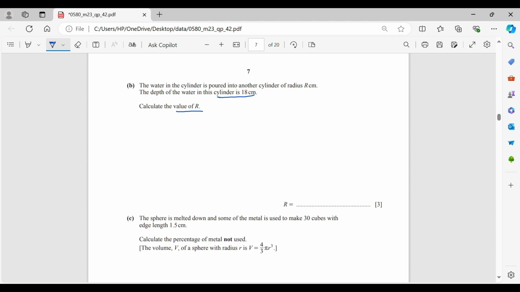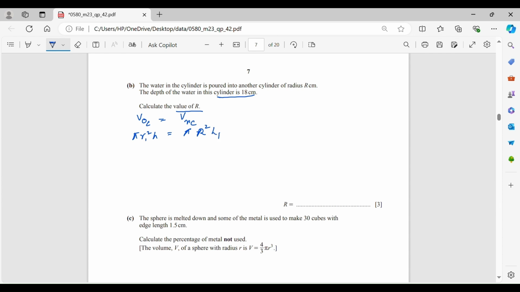So the volume of the old cylinder is equal to the volume of the new cylinder with radius r. The volume of the cylinder is pi r1 square into height. This will be equal to pi R square into h, where h is 18, h1 I will take.